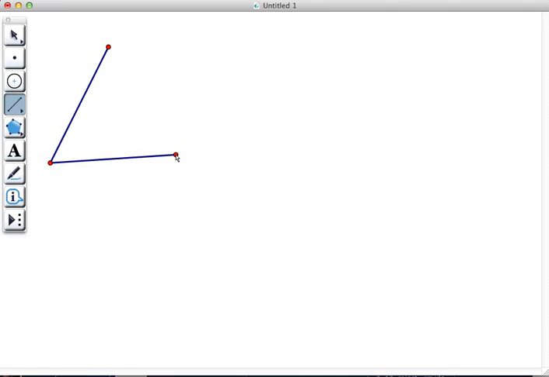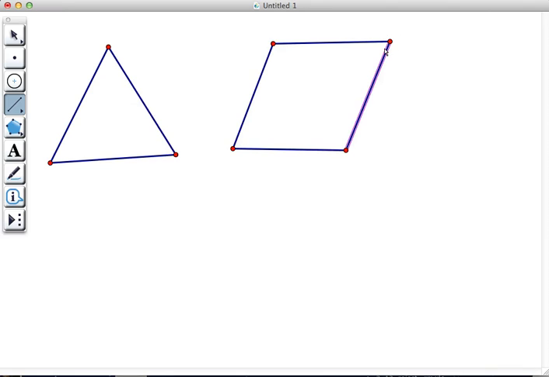Let's start off with a triangle, and you can make any triangle that you wish. And then let's make a four-sided figure, or quadrilateral. Okay. And from here, let's make a pentagon. And you can make anything so long as it is convex.